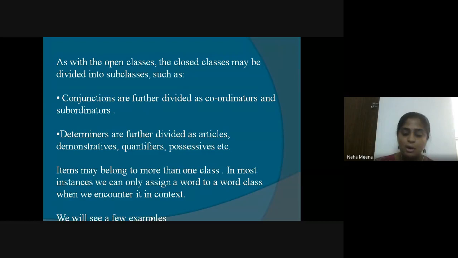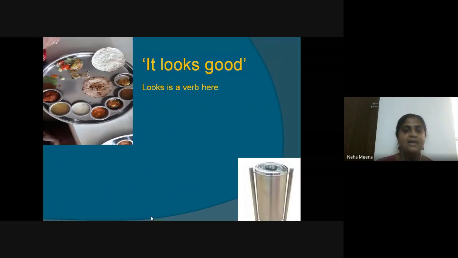So in this slide, let's see an example: there's a manager in a restaurant. It's a new restaurant, they are about to open, and they are deciding the menu. So how is it done? It looks good. What is this particular word "looks" here? It is used as a verb here. This looks good.